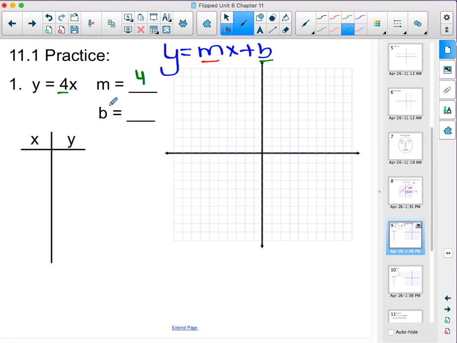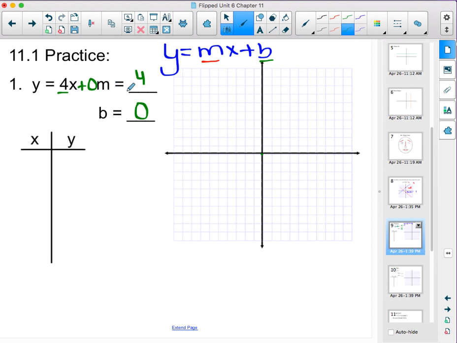And now we're looking for the number in the b spot. The b is the number that's being added to the end of the equation. Well, nothing's being added here, so I can pencil in a plus 0, and that tells me that my y-intercept is 0. That tells me that my line is going to cross the y-axis right there at the point 0, 0, the origin.